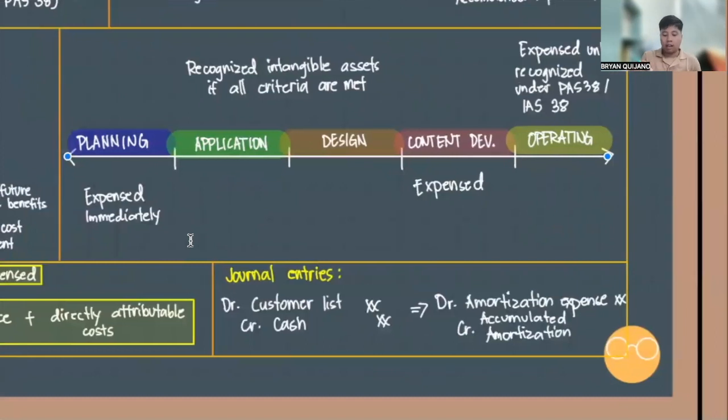The journal entry applicable for the customer's list is you're going to debit customer's list, then credit cash. The customer's list will be amortized based on its useful life. You're going to record debit amortization expense, then credit accumulated amortization.